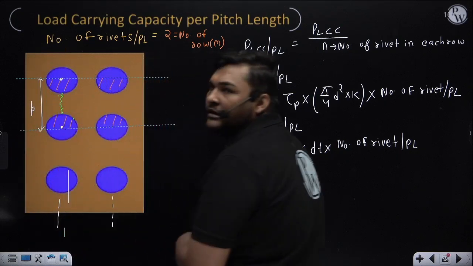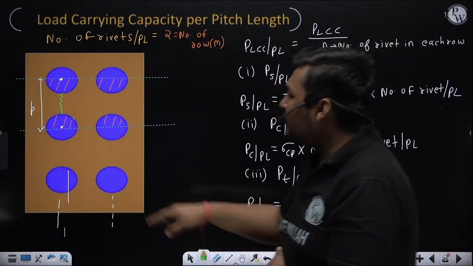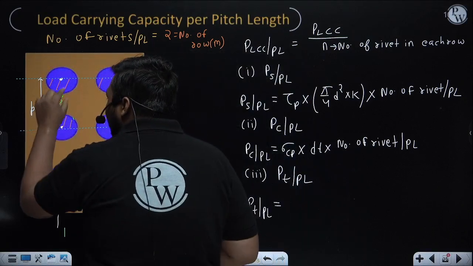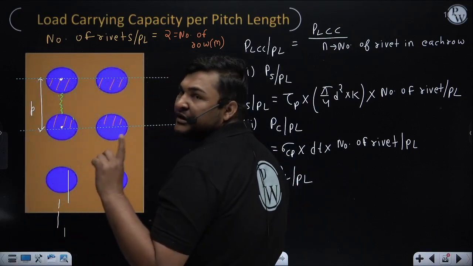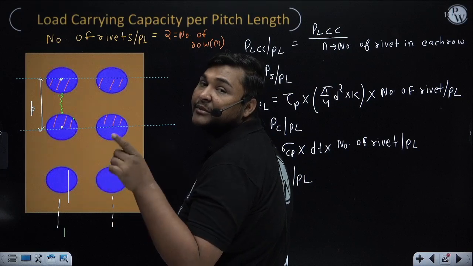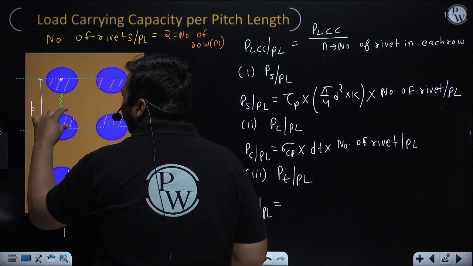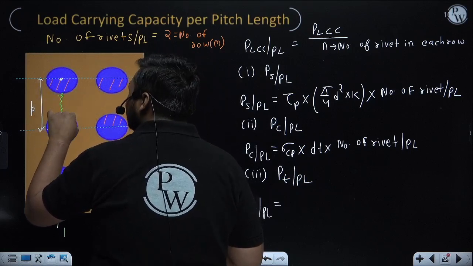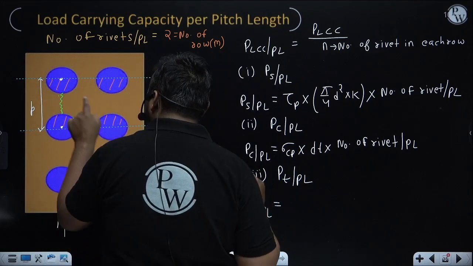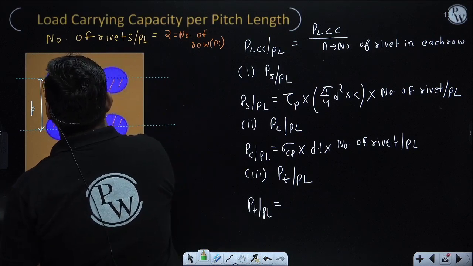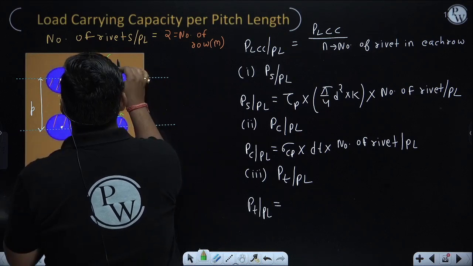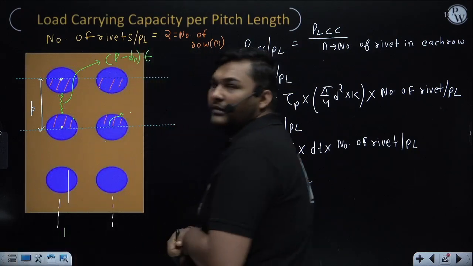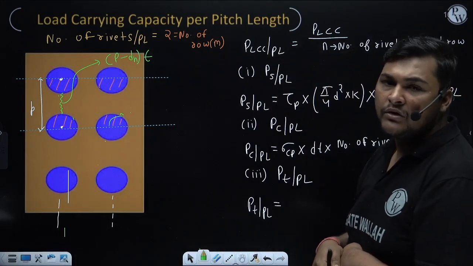And in the per pitch length distance in this plane, the tearing area is this green plane. Now, what is the effective width of this green plane? It is P minus dH by 2, because we are calculating the effective width of the plate, meaning we have to subtract the diameter of the hole. So this is dH by 2 and this is dH by 2, meaning ultimately we have to subtract 1 dH. So for this diagram, the expression of tearing area per pitch length will be P minus dH into thickness.